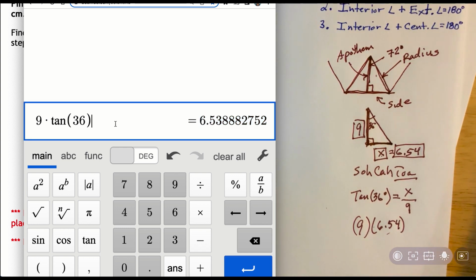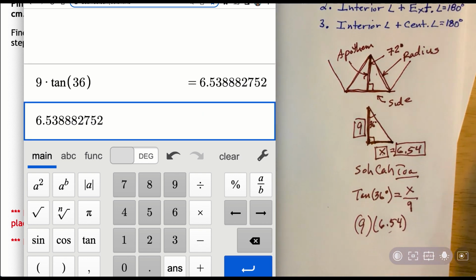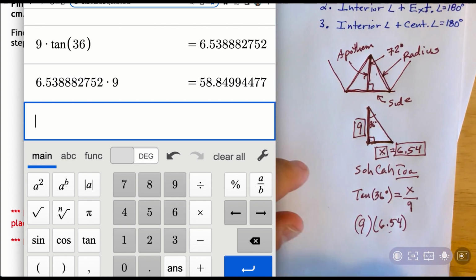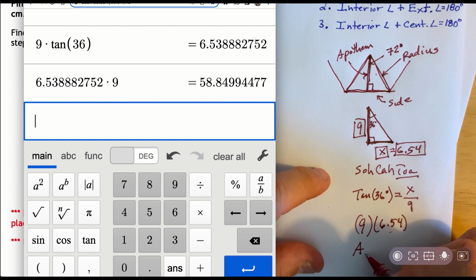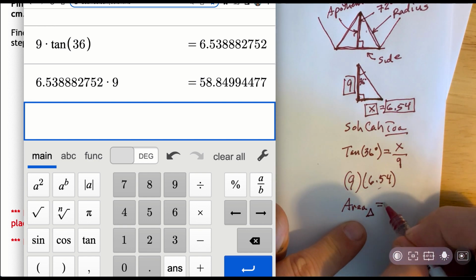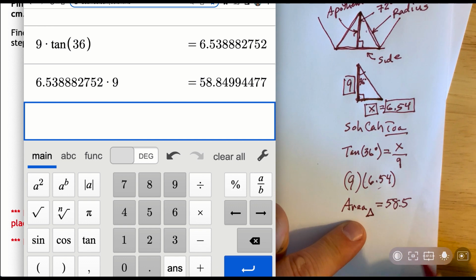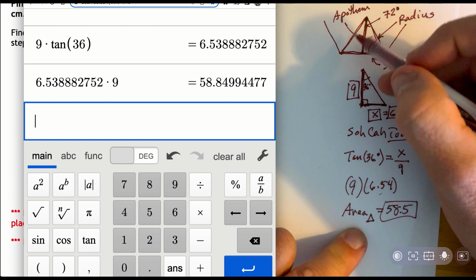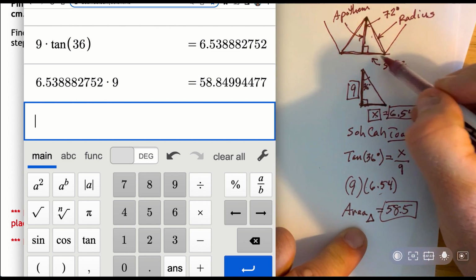I'm going to copy it, and then I'm going to go to my next line down here, and use that and then go times the 9. So times 9. That's 58 point, so the area of your one triangle wedge like this is going to equal 58.5, we'll say 58.5. And then from that, you're going to use this to hopefully figure out the rest of the triangle. That was the area of this one wedge, okay?